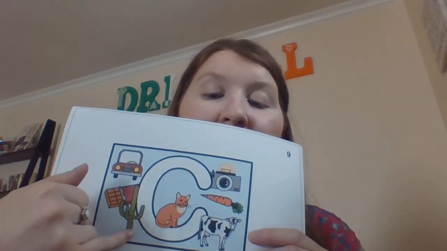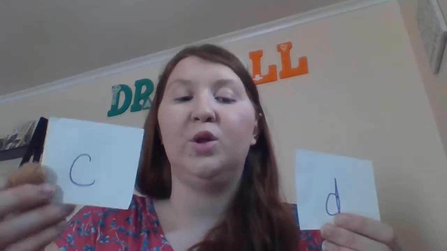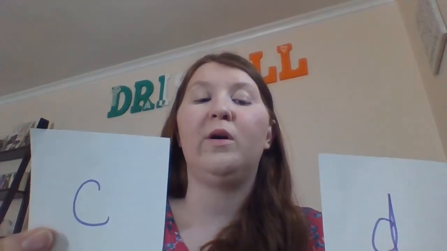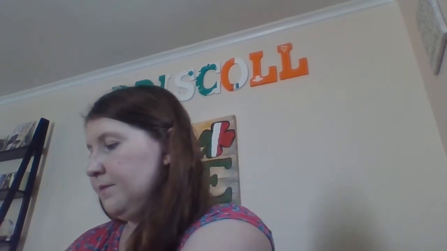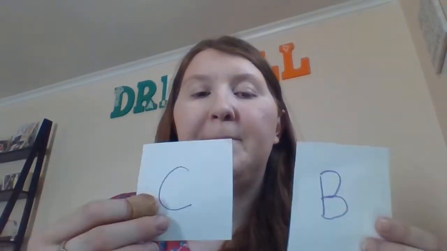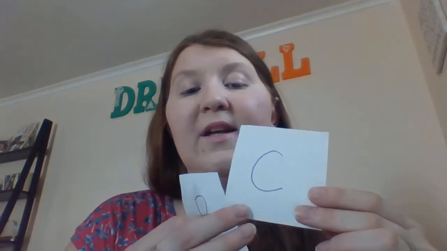And this is our letter C again. We learned that car, candy, cactus, cat, camera, carrot, and cow all start with our letter C. Miss Caitlin is going to show us our letter C one more time. This is our lowercase C. Find the lowercase C. Nice job. This is the lowercase C. Where is the uppercase C? It makes the k sound. That is our uppercase C.